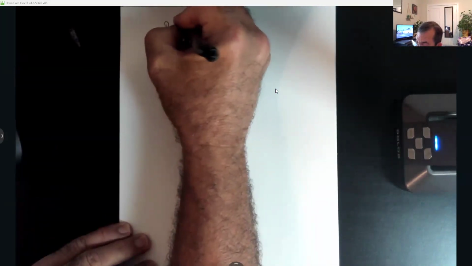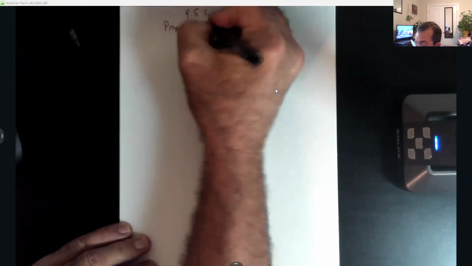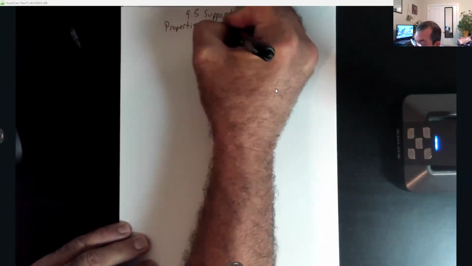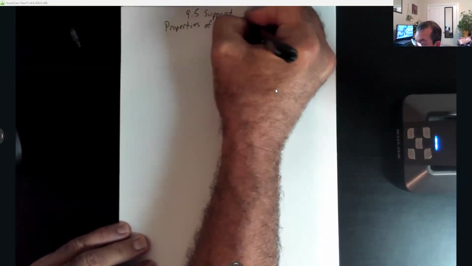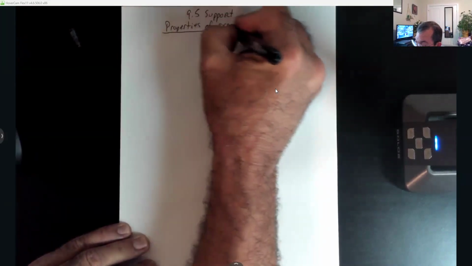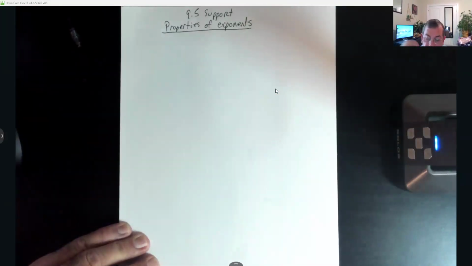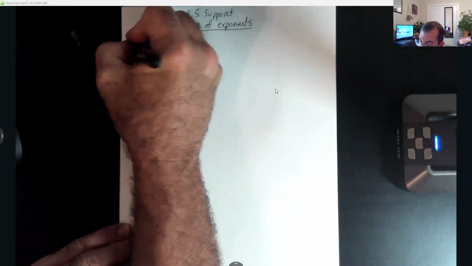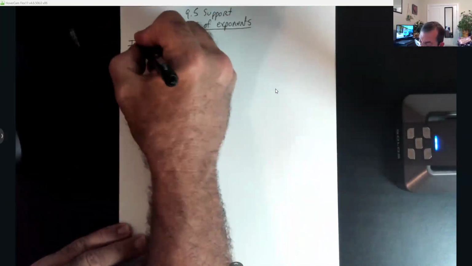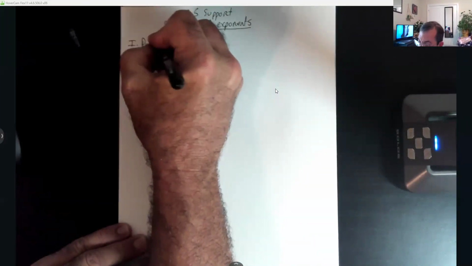All right, y'all. So 9.5 support. And like I said, this goes over properties of exponents. There's four properties we're looking at. First one is the product rule of exponents.